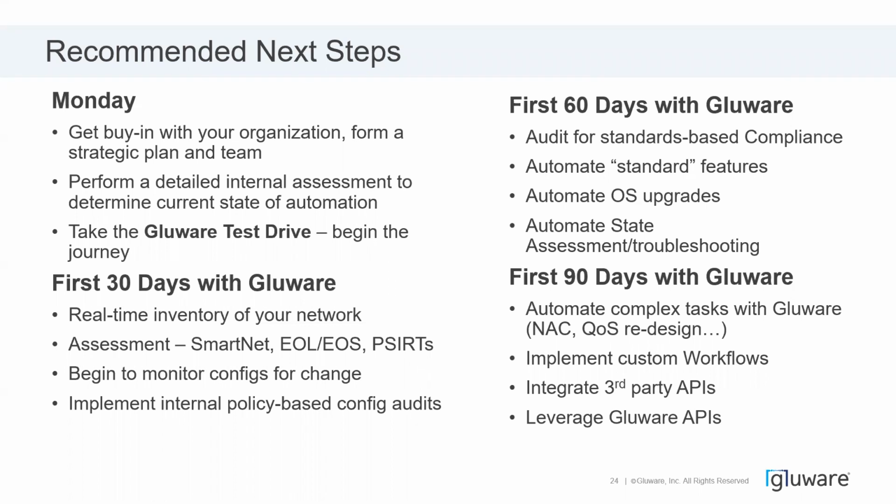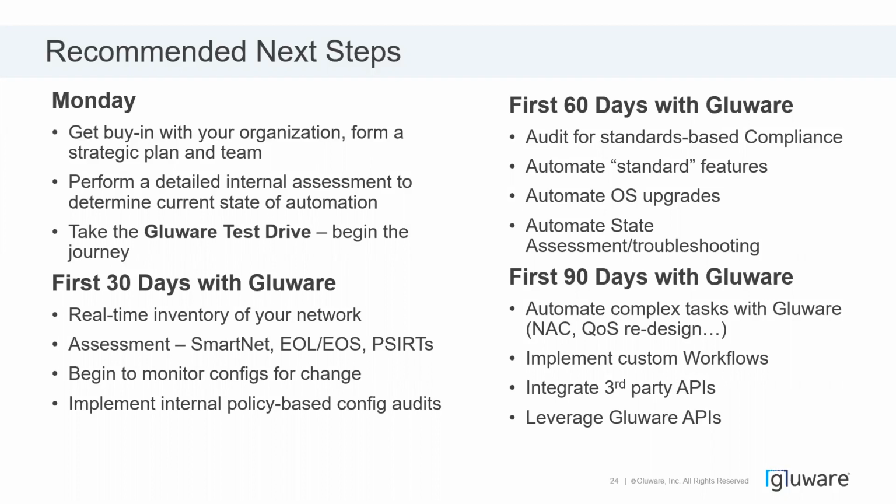Next 30 days into the 60 days of the product, here's where you're going to be auditing for standards-based compliance. By this point, you should have your compliance rules built, working with Gluware or building them yourself. You should be able to begin to automate at least standard features. By then you've had time to become comfortable and trust the product. You can begin automating operating system upgrades and automating state assessment or troubleshooting. It's a new capability exposed in our last released Gluware 3.5, and we continue to expand on that capability.